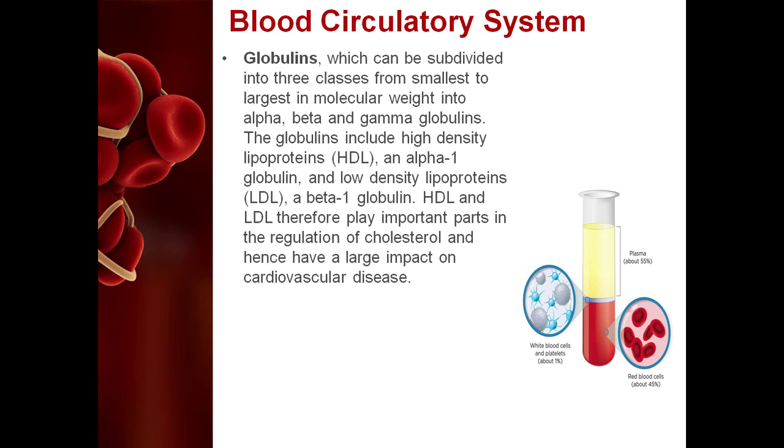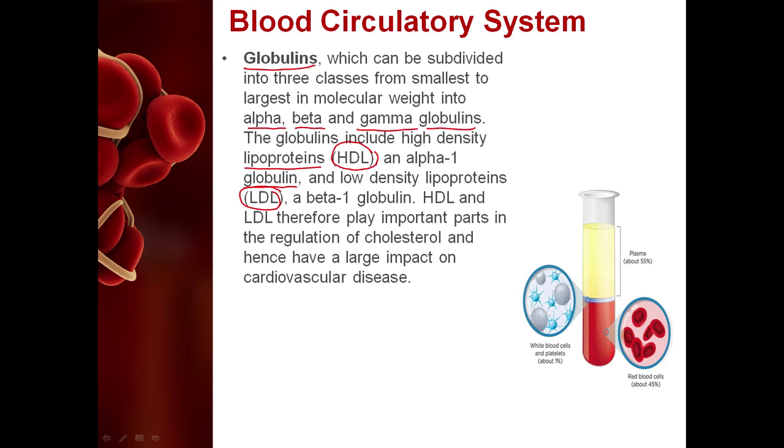Now come to the globulins here. Globulins can be divided into three classes, from smallest to largest in molecular weight, and they are classified into alpha, beta, and gamma globulins. The globulins include high density lipoproteins, called HDL, and alpha 1 globulin, and low density lipoproteins, called LDL, and beta 1 globulin.